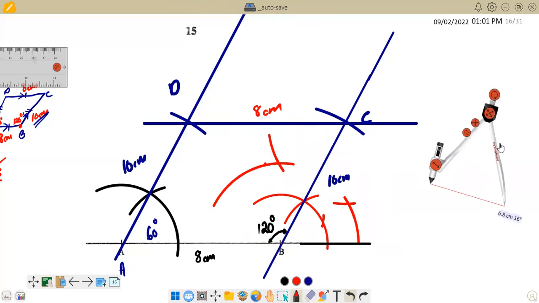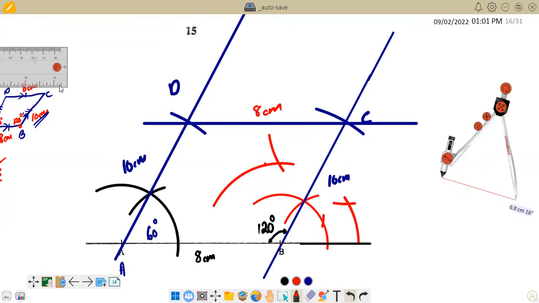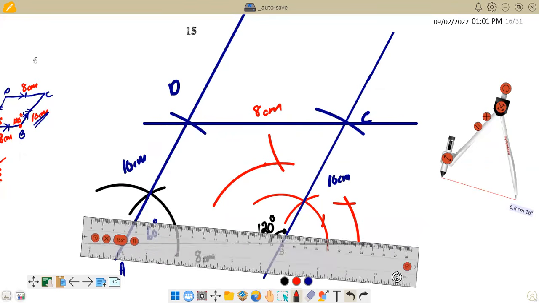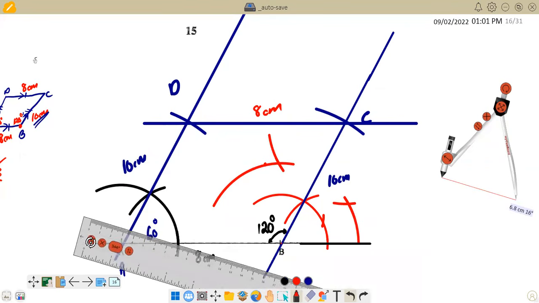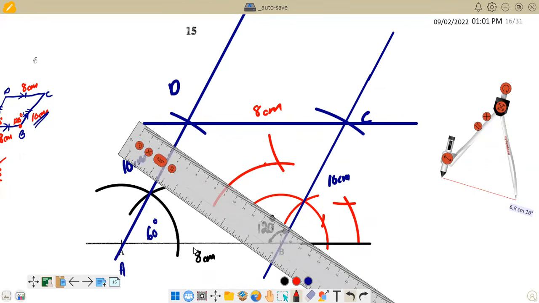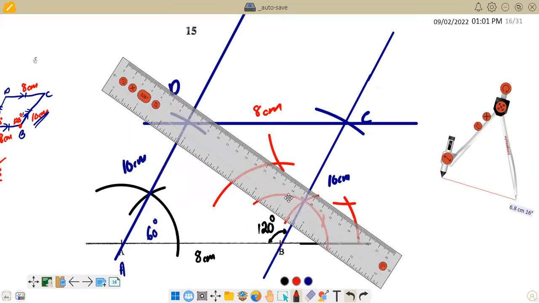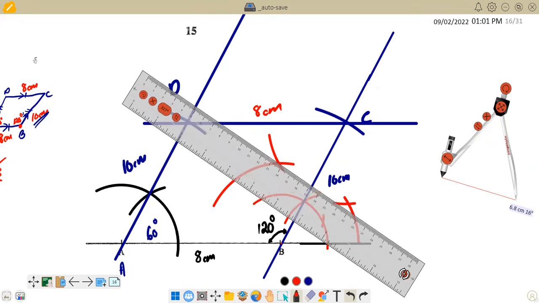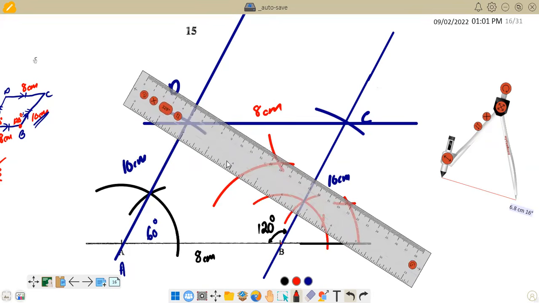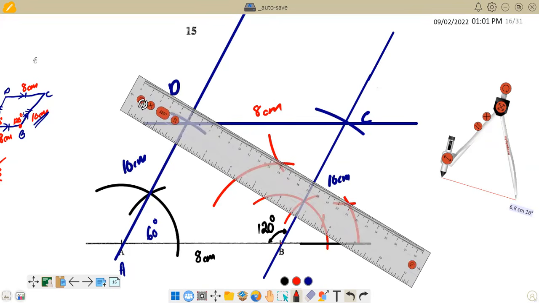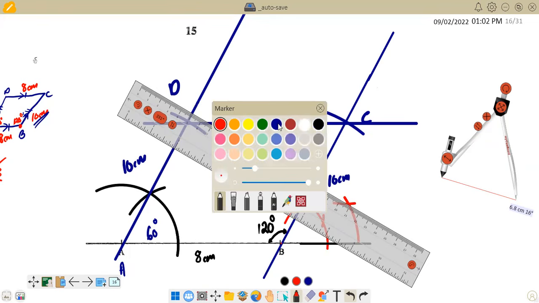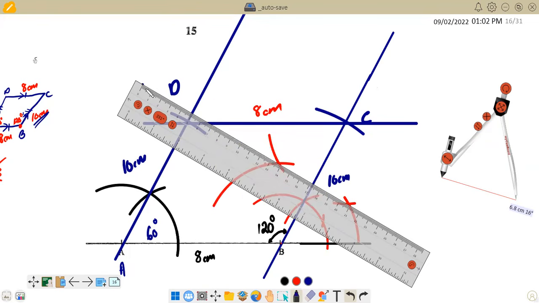So by joining these two arcs, we have bisected this line BC. You join the middle points, where these arcs meet. It's going to be like this. Where these two meet, you join them. That's what you're going to have in this case.